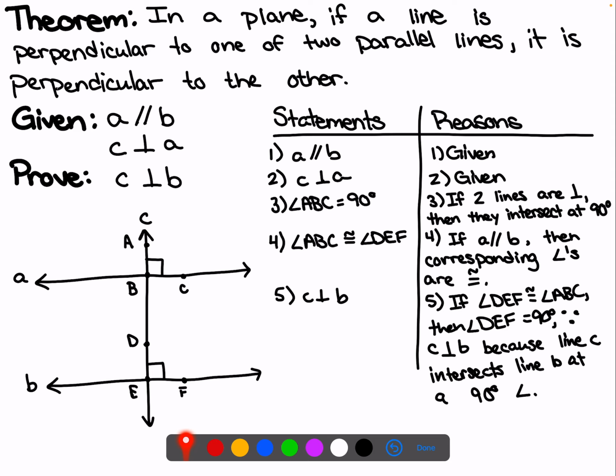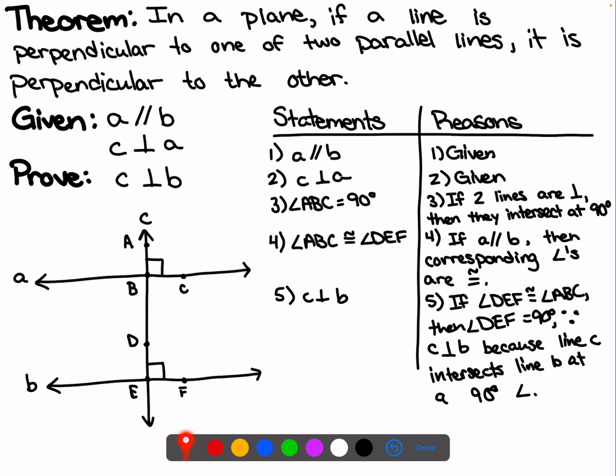Lastly, I can say that C is perpendicular to B, because if DEF is congruent to ABC, then angle DEF is equal to 90 degrees. Therefore, C is perpendicular to B because line C intersects line B at 90 degrees, at a right angle. So therefore, if I have two parallel lines and our transversal is perpendicular to one of those lines, it'll be perpendicular to the other as well.